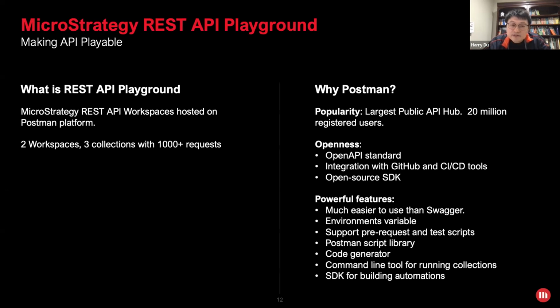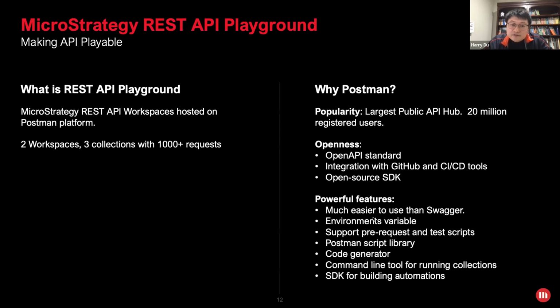We compare with Swagger. Compared with Swagger, it's much easier to use. Later, Edward will show you how to do certain actions on Swagger, and also show you a comparison with Postman. With the support of variables and JavaScript code, it is very flexible and powerful. You can use Postman to do automation. You can use Postman to build your own project. So it's very powerful.